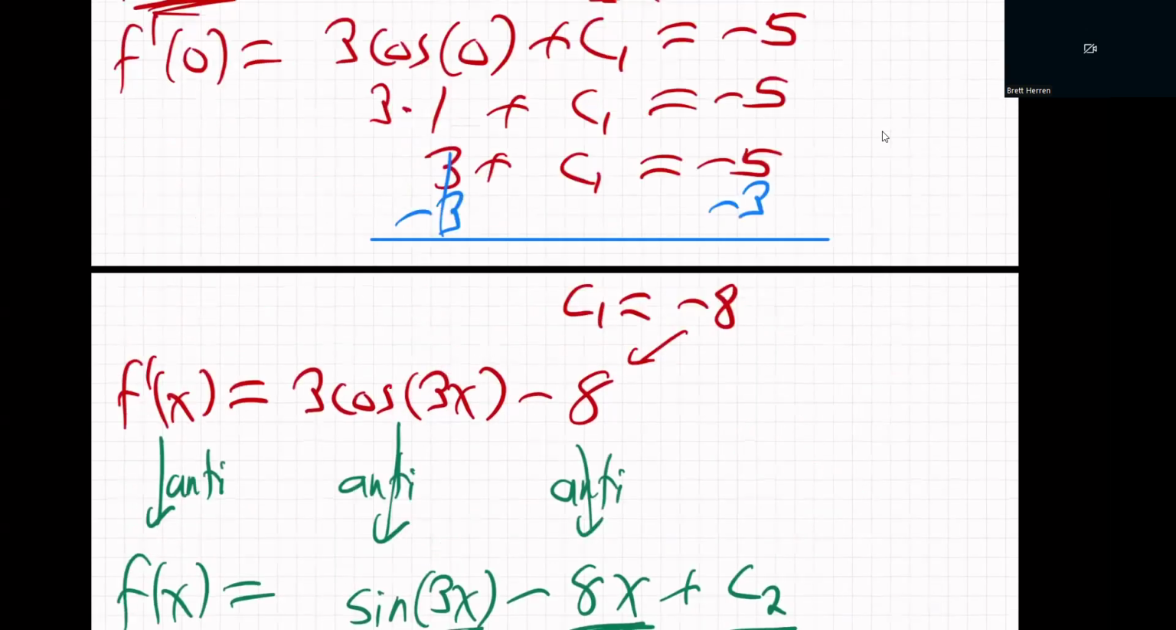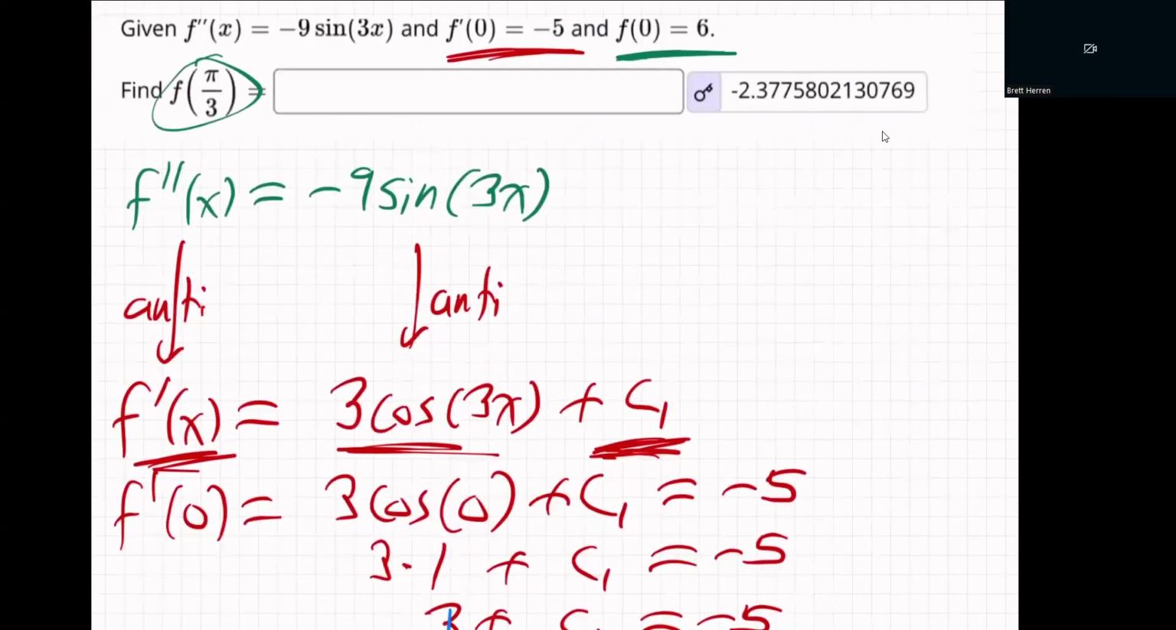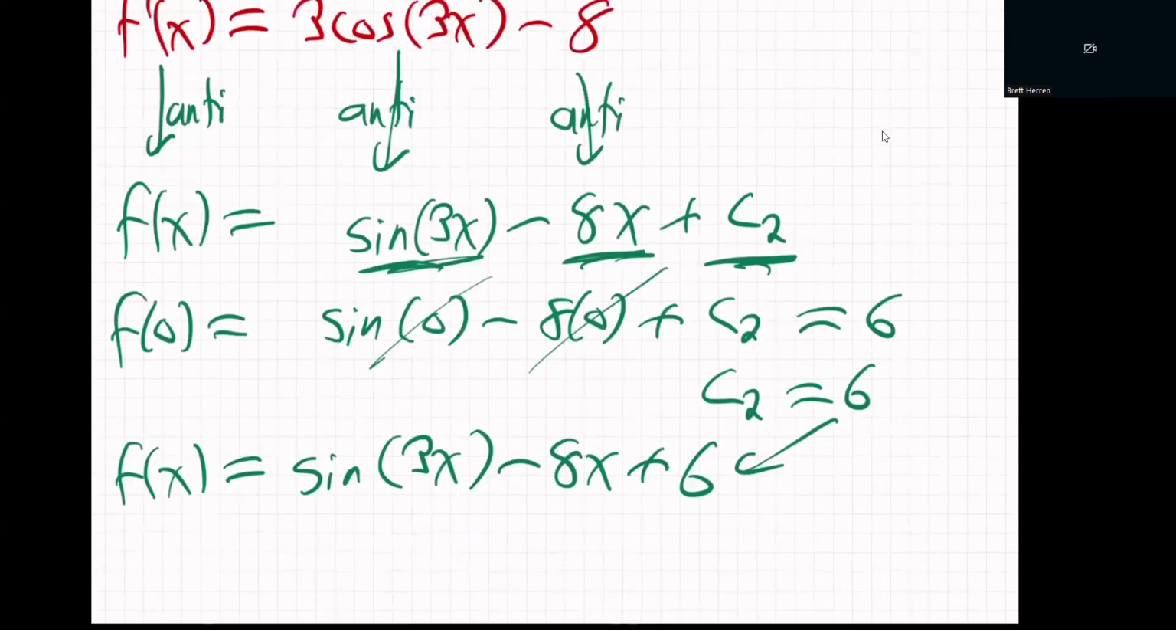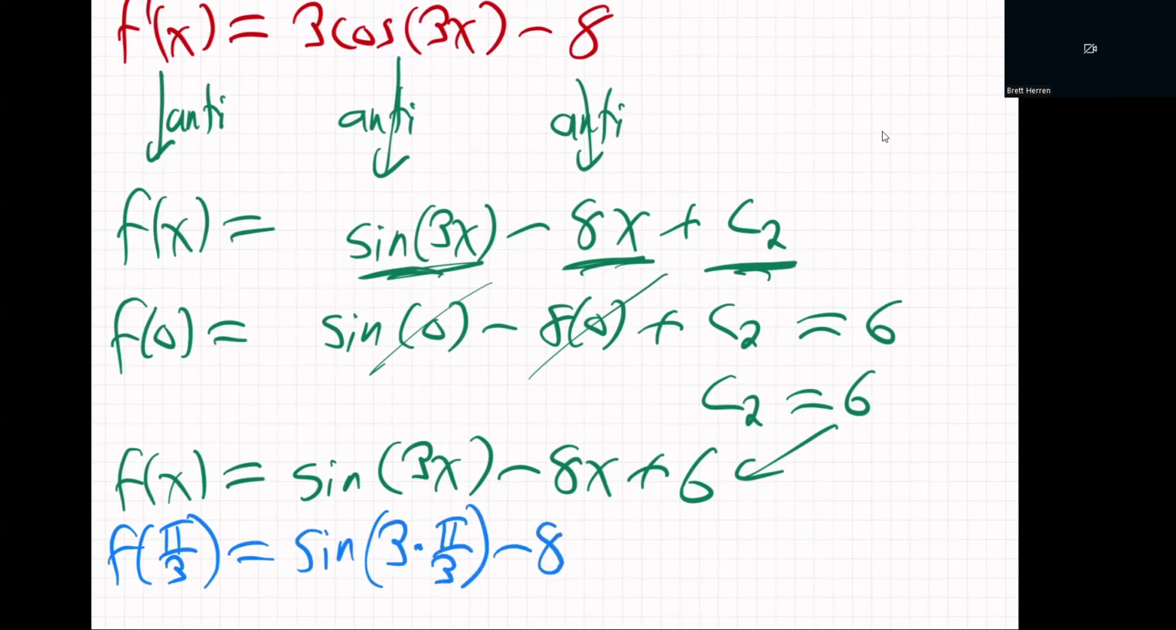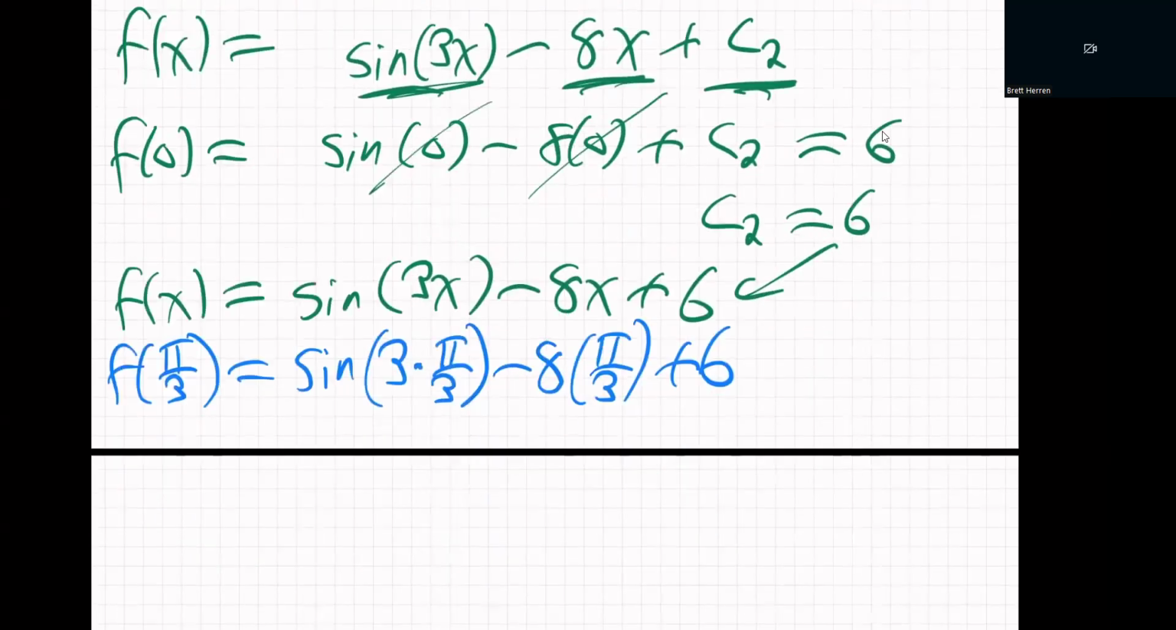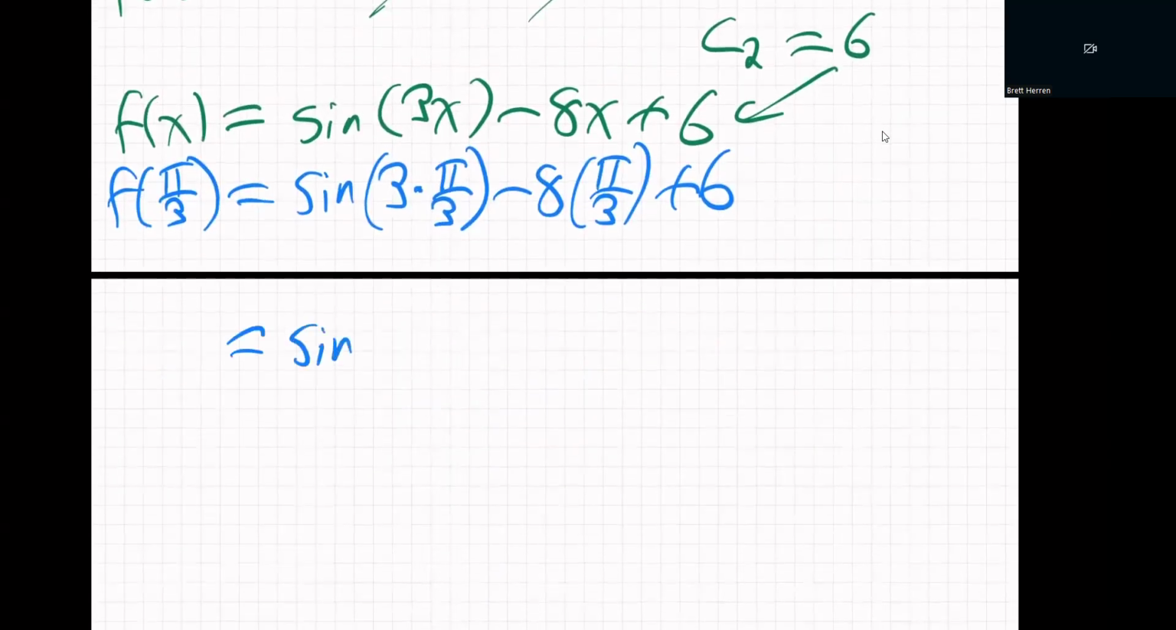So now we have the function. Now we can do their final question. They said, plug in pi over 3 to the function, please. Now that you've found it, plug in pi over 3. So I'm going to go, okay, f of pi over 3 is sine of 3 times pi over 3 minus 8 times pi over 3 plus 6. Okay, so now these cancel: sine of pi minus 8 pi over 3 plus 6.